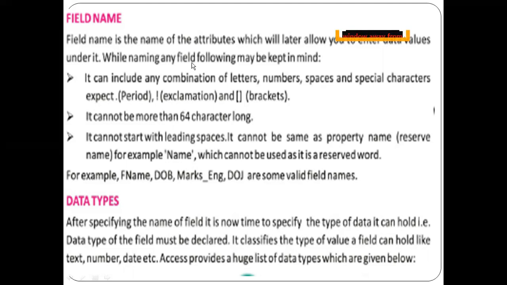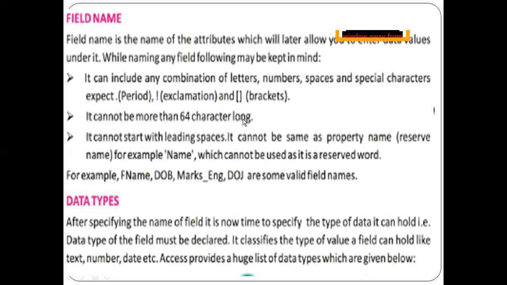While naming any field, the following must be kept in mind. It can include any combination of letters. So the field name should have a combination of letters, numbers, spaces, and special characters, except period. So you cannot use dot, you cannot use exclamation, and you cannot use square brackets while naming the field. So letters, numbers, spaces, and special characters, except these 3 characters, you can use other characters to define it.